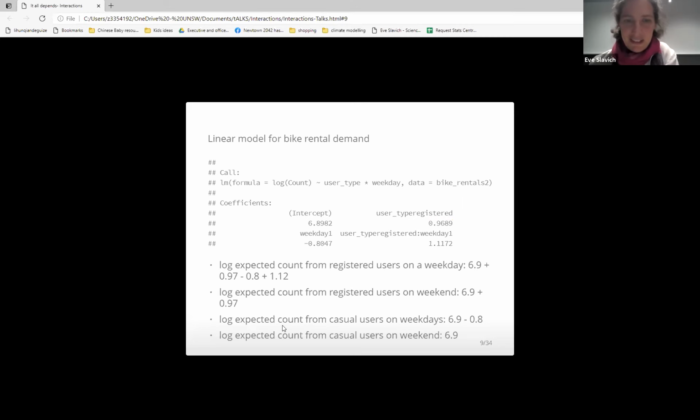Now, if you want to look at the expected count from casual users on weekdays, you take the intercept, 6.9. Now, user type is not registered, so this term is not in there. It is a weekday, so we get the minus 0.8, and we don't get this term because user type is not registered. And casual users on the weekend is the intercept. All the other terms are 0.